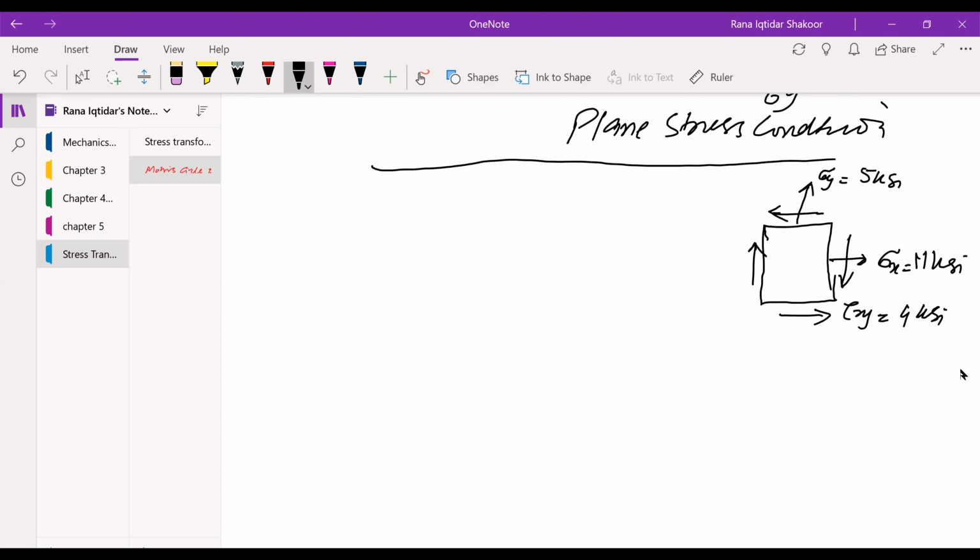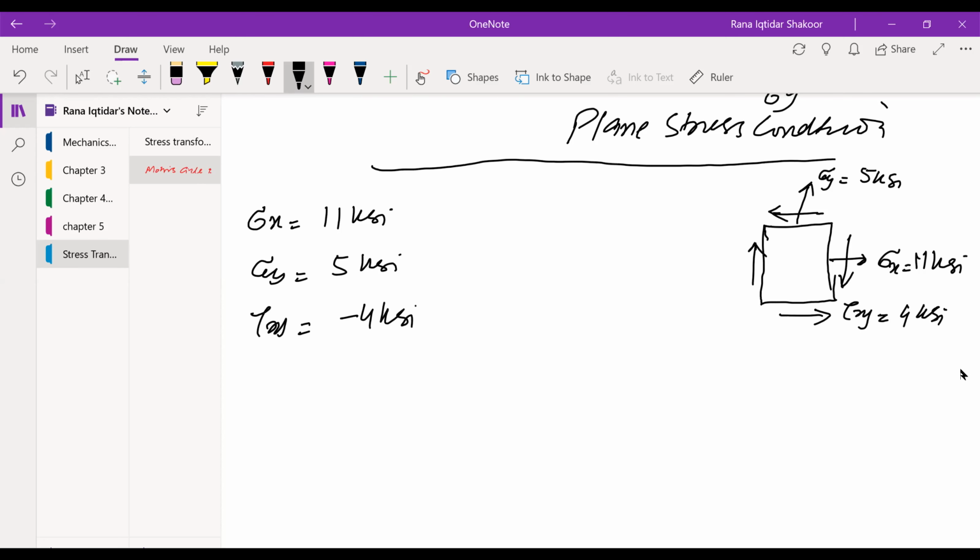So if I write over here the data: sigma x 11 ksi, sigma y 5 ksi. These are all positive because they are tensile loads. If this is a compressive load, it would be negative. This is what we know from the sign convention, that whenever we have tensile load, we put it positive, and whenever we have compressive load, we put it negative. Since both sigma x and sigma y are tensile loads, we are going for the 11 and 5 positive values. Now, tau xy. Tau xy is minus 4 ksi.